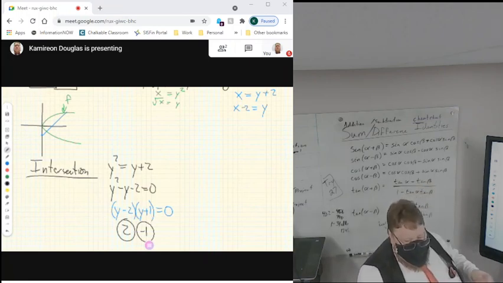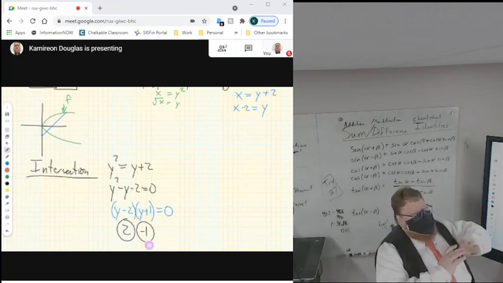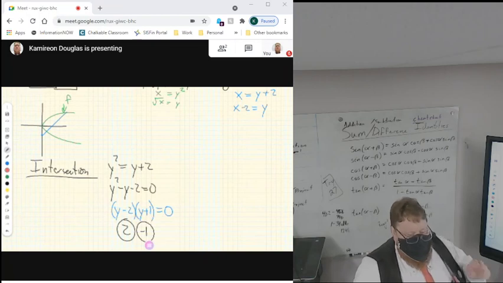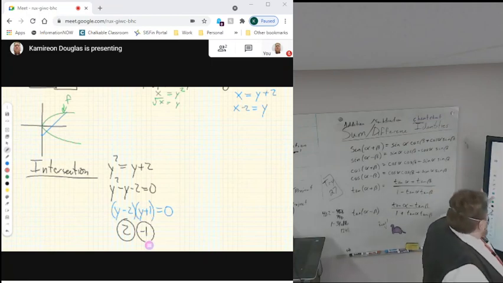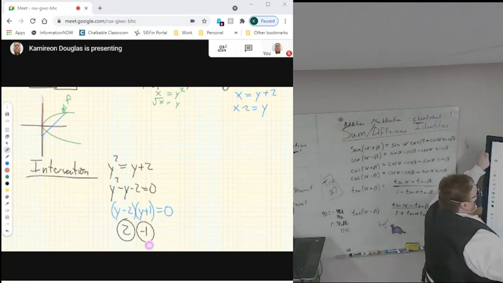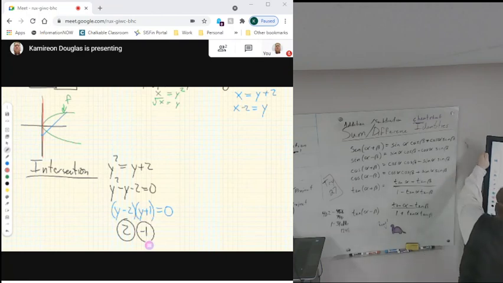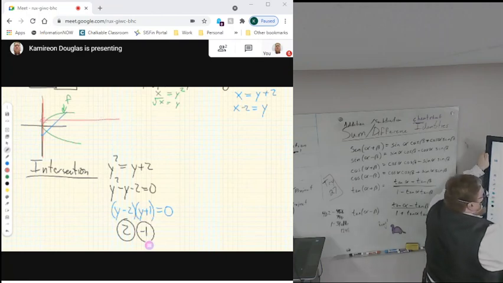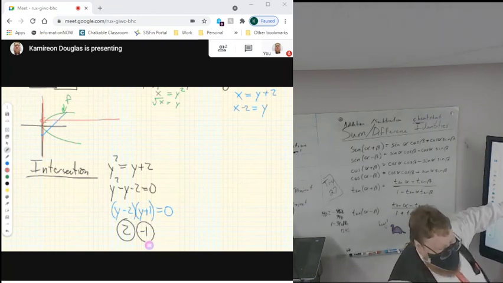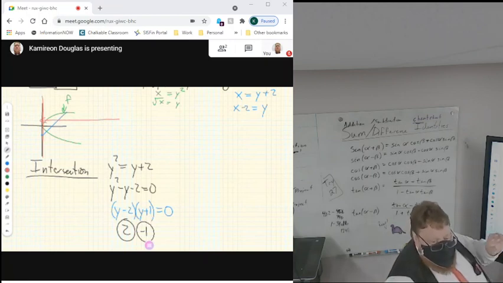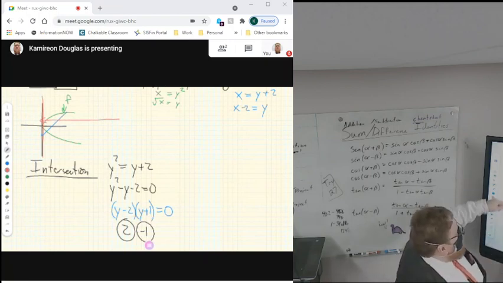Next, I need to determine which one is on top and which one is on bottom. Because I have sketched this, I have a good idea. Remember, it is about which is farthest away from the axes. That is the one that goes first, and the one closest to the axes goes second. It's the y-axis I'm working with, so as I approach this line, I hit the blue line first, and then the green line. So the blue equation, y plus 2, is my top equation, my capital R, and the green equation, y squared, is my lower equation.